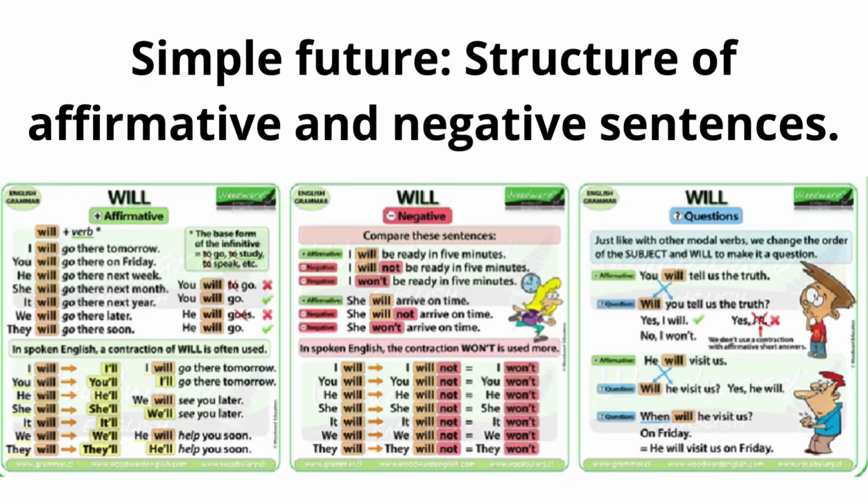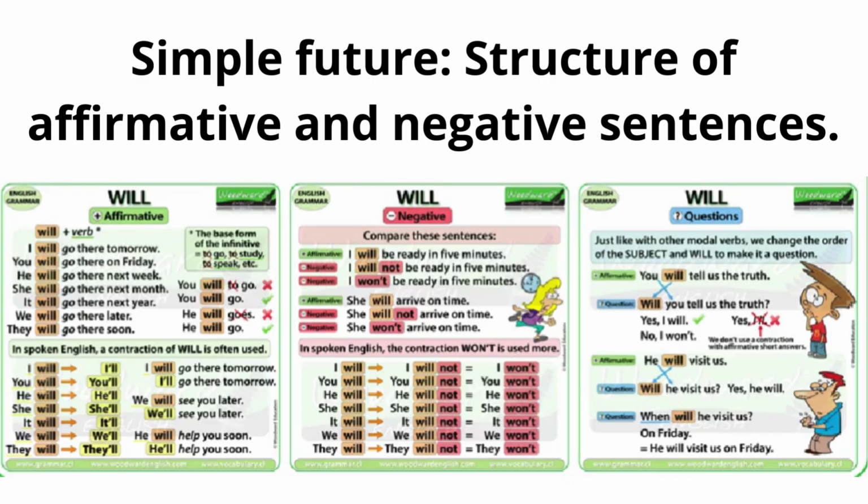And for a question, we are just going to invert the words. Instead of saying "you will", you are going to say, "Will you tell us the truth?" And with this, you can answer yes, I will, no, I won't. This is a very interesting topic. So we already recovered what "will" was. Now we're going to look at what "going to" is and how we can use it.